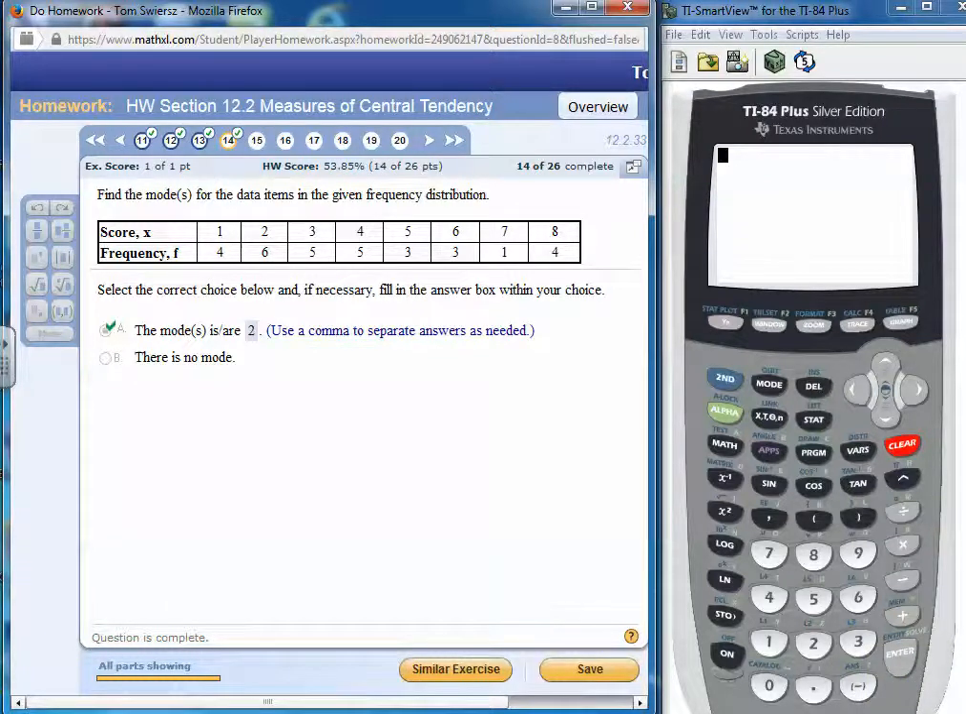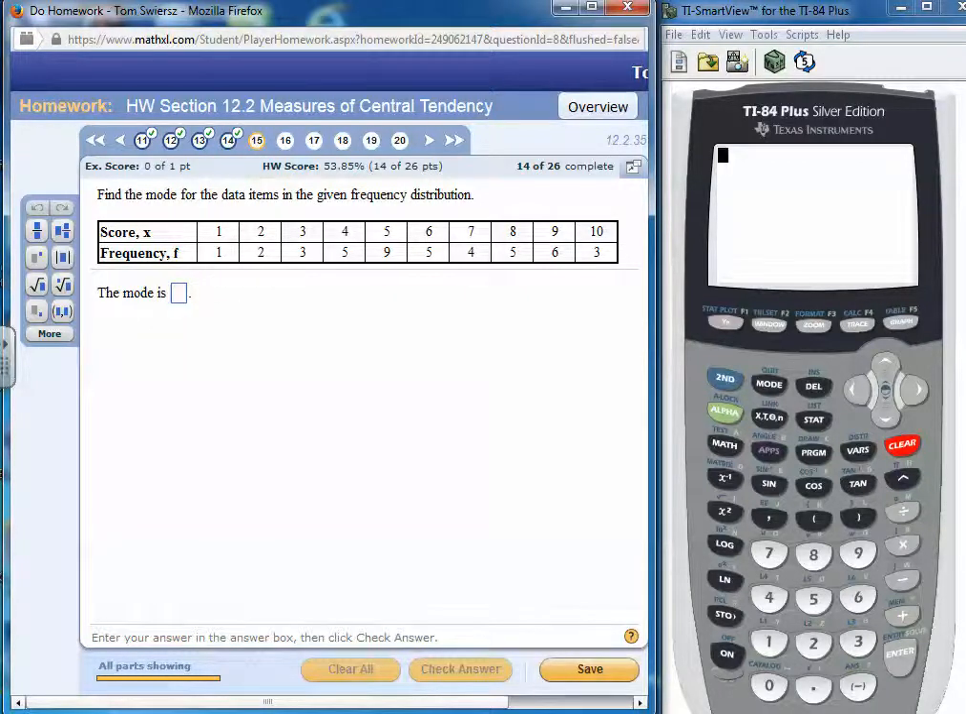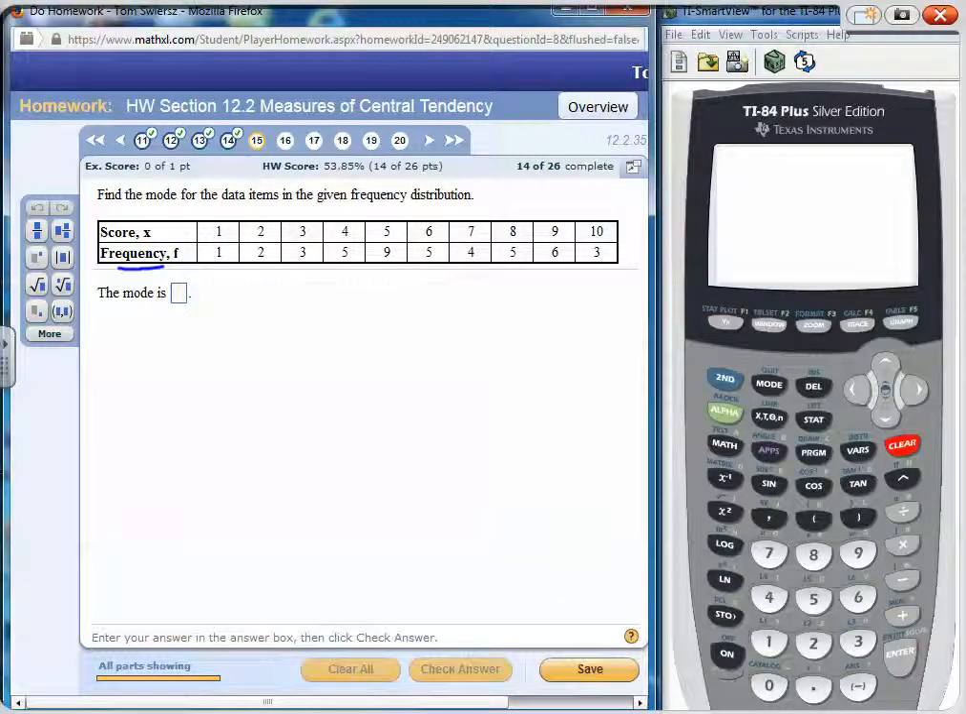Find the mode for the data items. Again, very similar to the one we just did. Let's go to number 15. Find the mode again, frequency distribution. We're going to find the frequency, how most often it occurs. The highest frequency is 9. The mode is the actual value, which is 5. Highest frequency is 9, but the answer is the actual score, so the mode is 5.